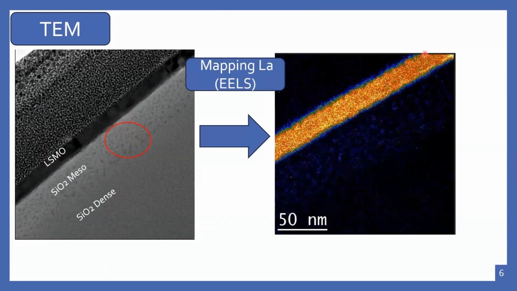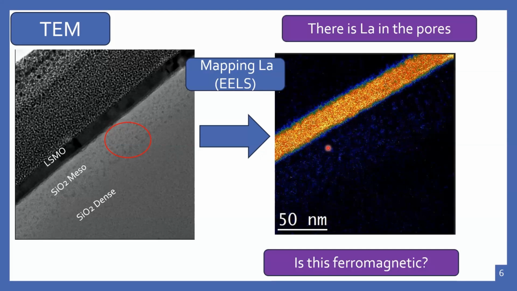We see a strong contribution here for the LSMO layer, as we expected. Here is lanthanum, but there is a weak signal, as you can see here in a very little lump. This is showing that lanthanum is in the pore. So the next question is: is this ferromagnetic, as is the LSMO?